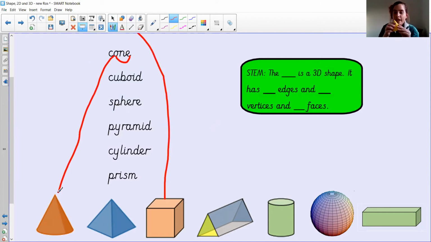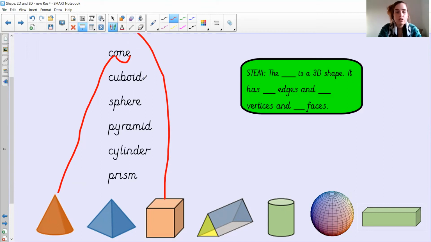And here we are. And we can see within a cone, it's got two curved faces. It's got one here. Okay, it's got a face here, which you can see the circle of a 2D shape in. And it's got one vertex. Fabulous. Two ticked off our list.